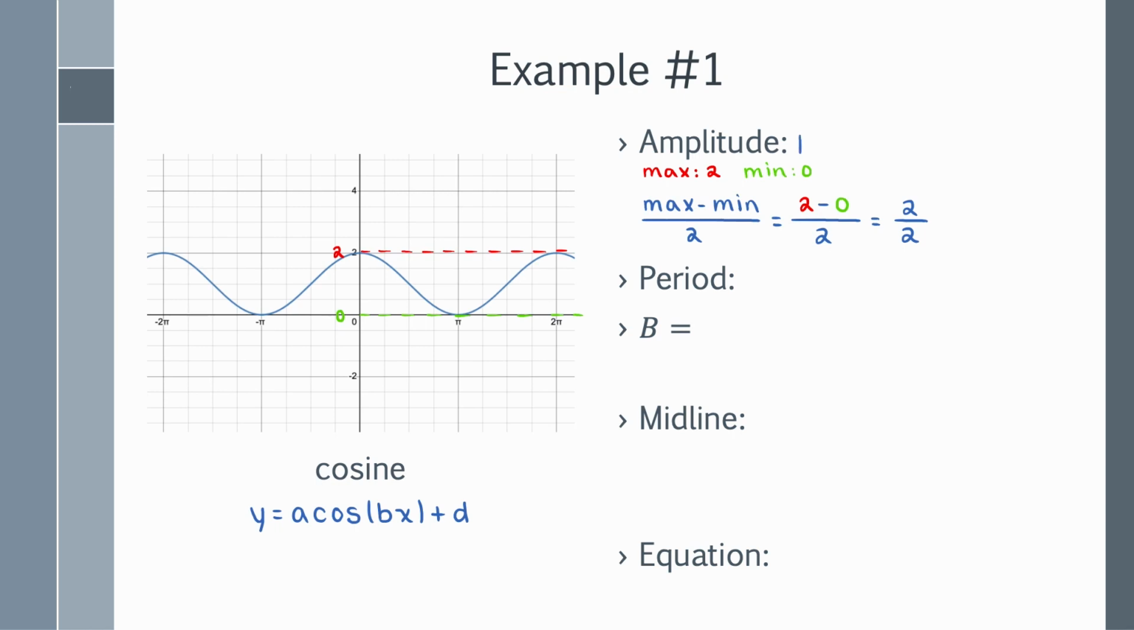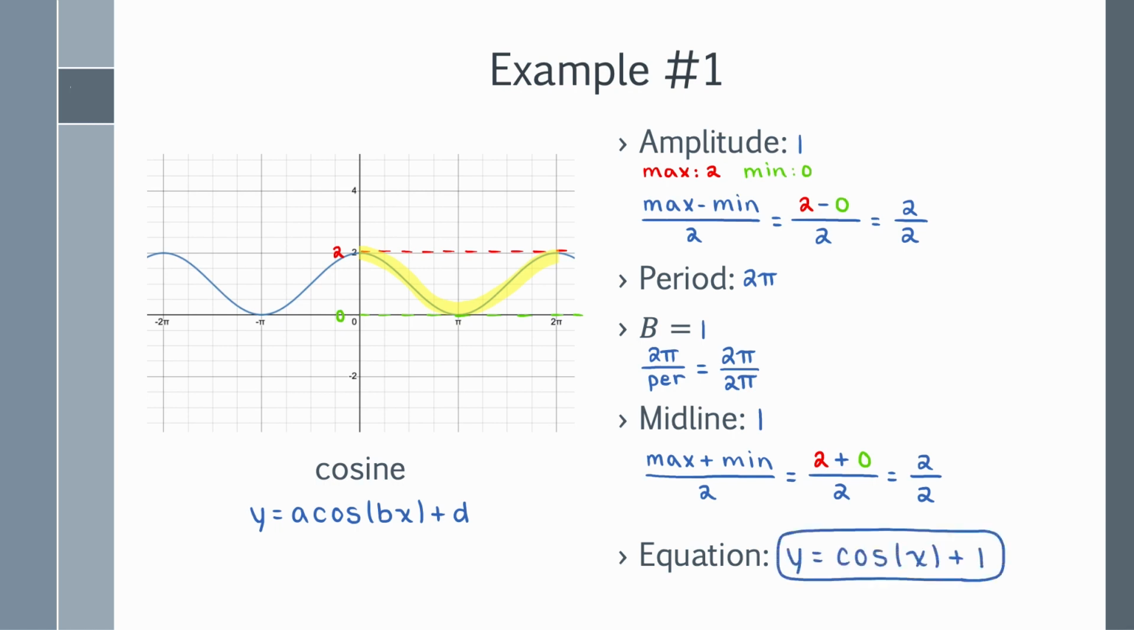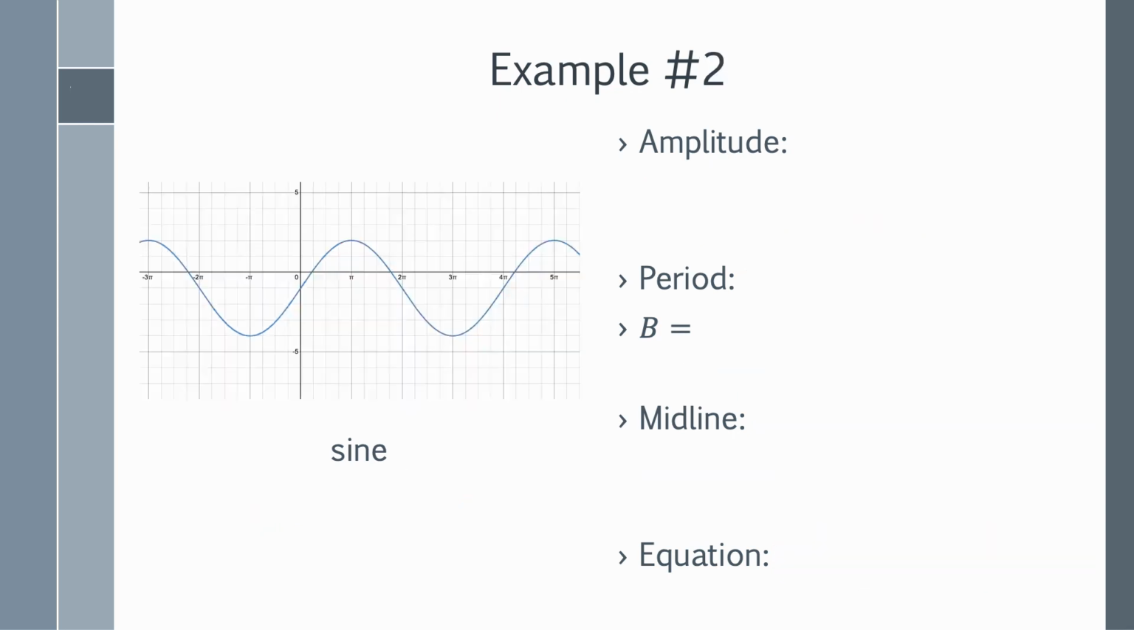For the period, the cycle pattern lasts 2 pi, which is shown by this highlighted part. So b equals 2 pi divided by the period, which equals 2 pi divided by 2 pi, and this is 1. The midline formula is similar to the amplitude, but this time we will add the maximum and minimum value. This gives 2 plus 0 divided by 2 equals 2 divided by 2, so the midline is 1. Now that we've found the key characteristics of a periodic function, we can substitute our found values into the general formula. Doing so gives the equation for this function as y equals cosine of x plus 1, which is the answer that we want.